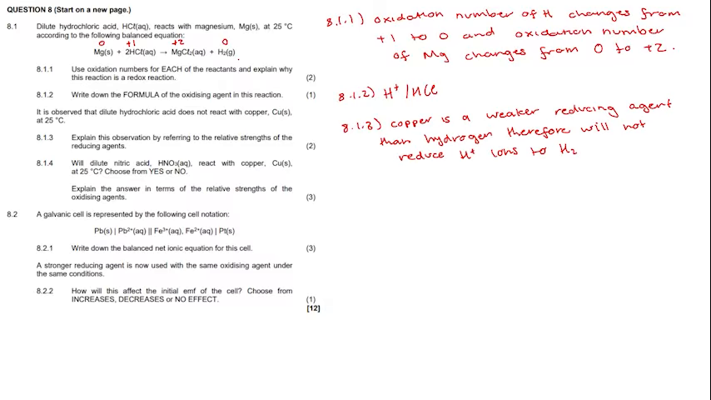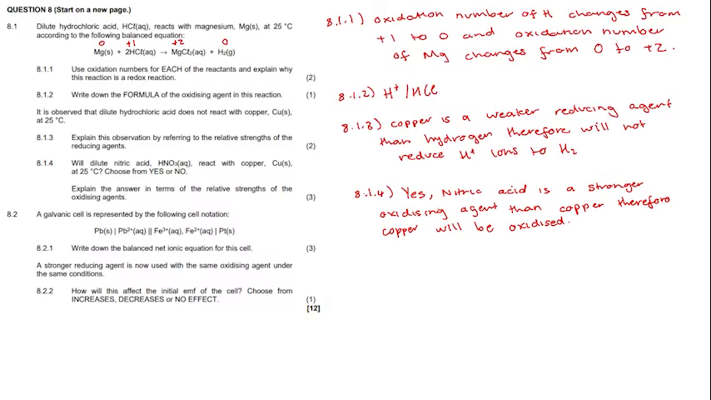Question 8.1.4. Will dilute nitric acid react with copper at 25 degrees Celsius? Choose from yes or no. Explain the answer in terms of relative strengths of the oxidizing agents. So, if we look at our redox reaction table, we can see that the nitrate ion, so nitric acid, is a stronger oxidizing agent than Cu2+, the copper ion. Therefore, it will cause the copper to be oxidized. Therefore, a reaction will take place.